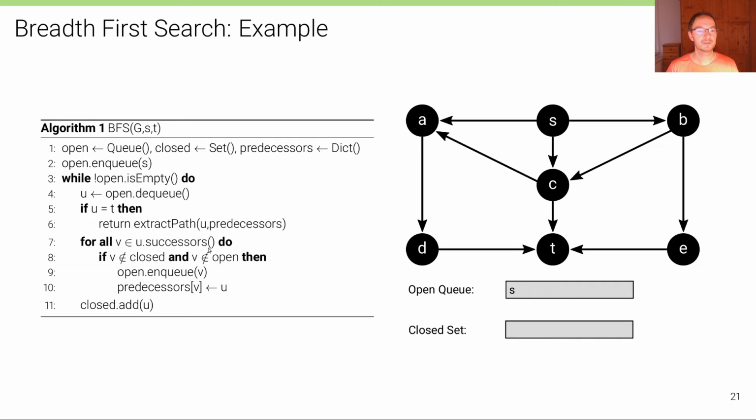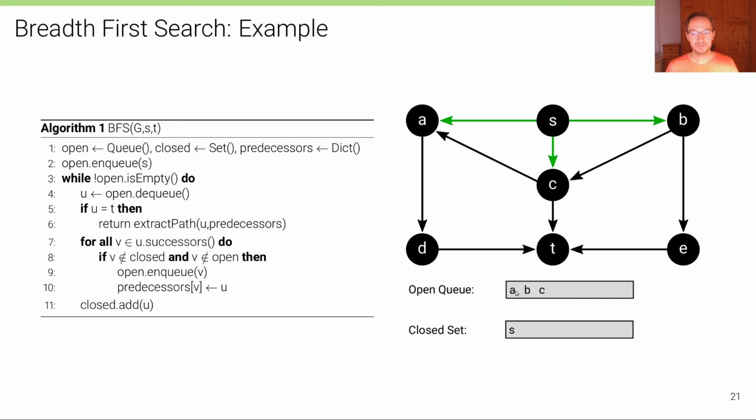So we're going to look at all the successors of S. And none of them is in the closed or open queue already. So we're going to enqueue all of them. So that's what's going to happen here. Right? A, B, and C are going to be added to the open queue in the first iteration. Right? So I'm talking about iterations of this while loop here.